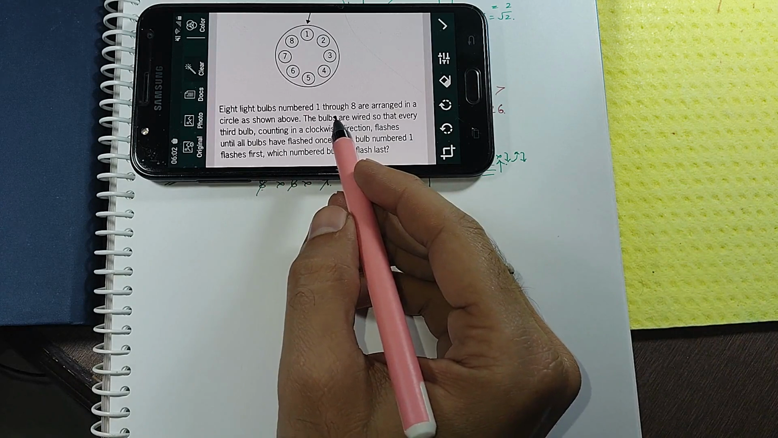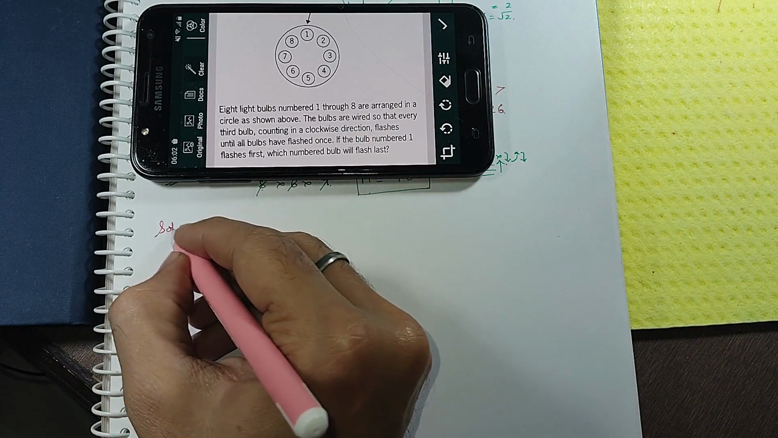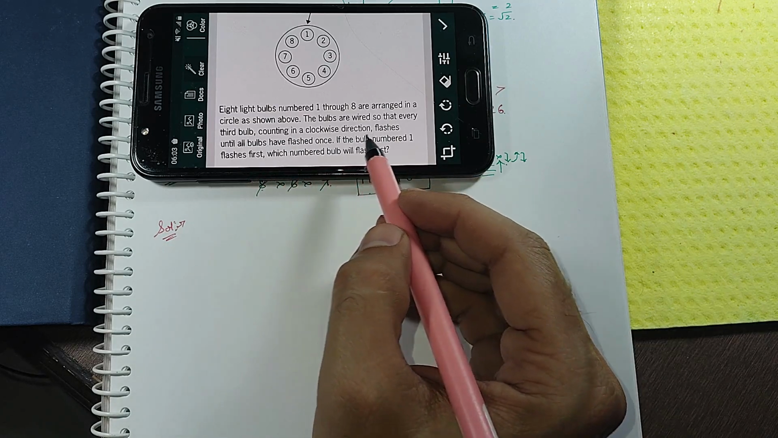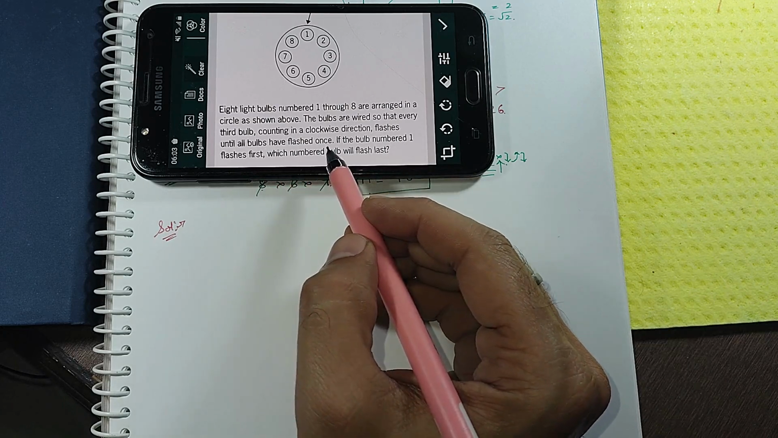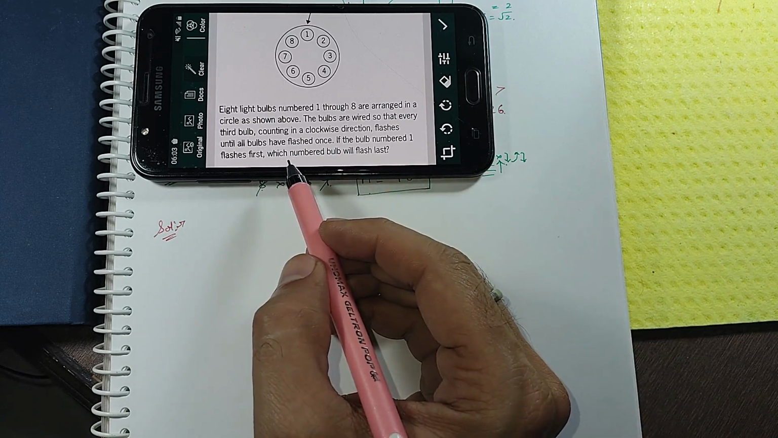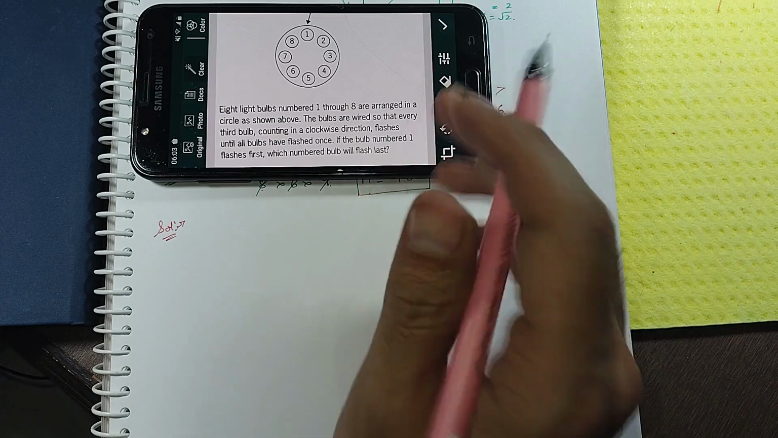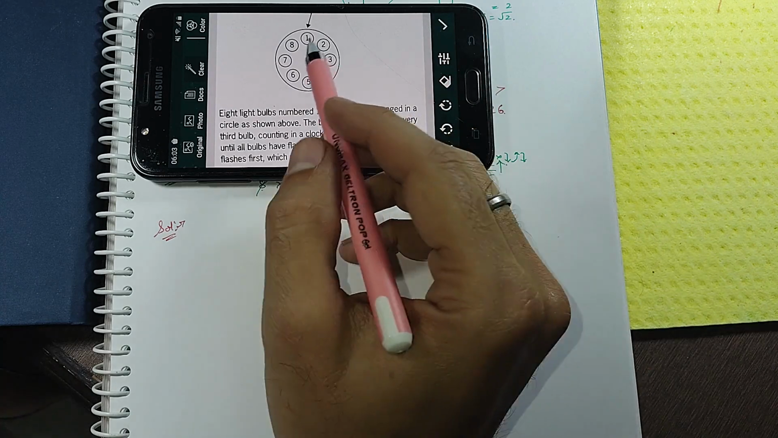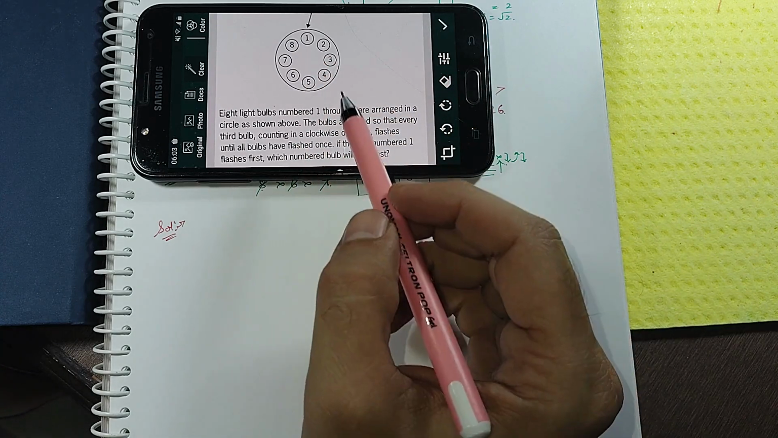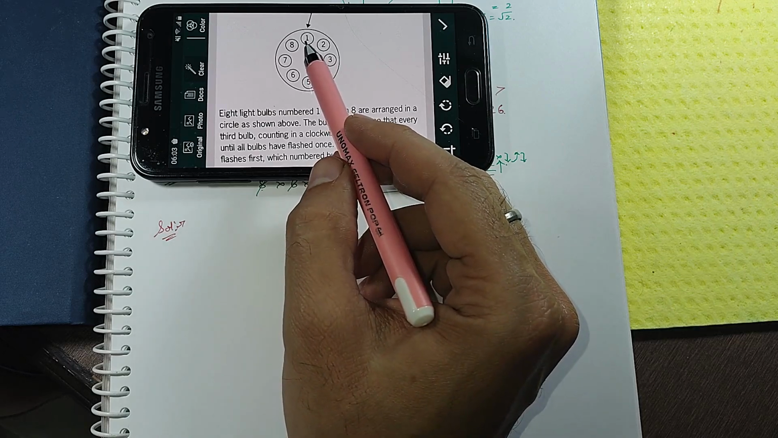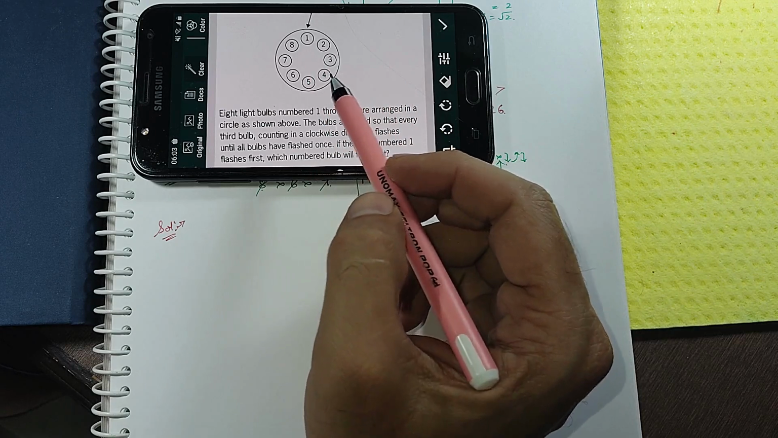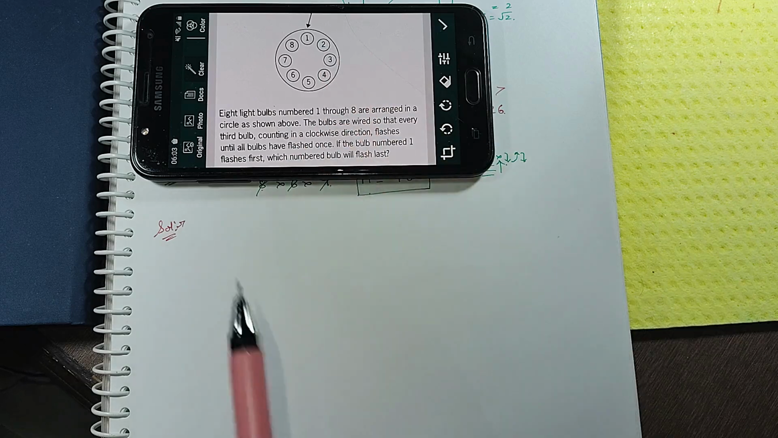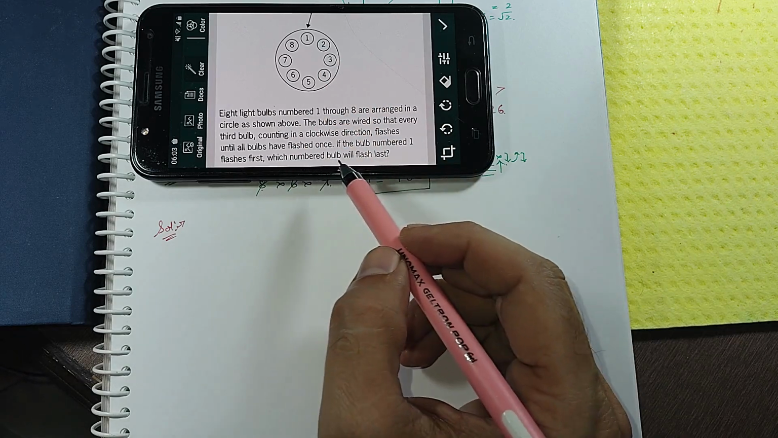Eight light bulbs numbered 1 through 8 are arranged in a circle as shown above. The bulbs are wired so that every third bulb counting in a clockwise direction flashes until all bulbs have flashed once. If bulb number 1 flashes first, which numbered bulb will flash last? The options are 2, 3, 4, 6, 7. So what he's trying to say is that starting from 1, after the first bulb flashes, the bulb which is the next third in the clockwise direction will flash, and this sequence is followed until all the bulbs have flashed. So he's asking which bulb flashes last.